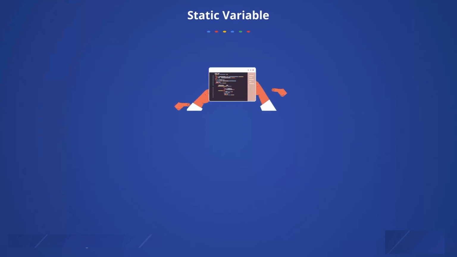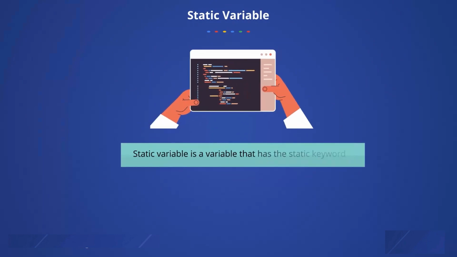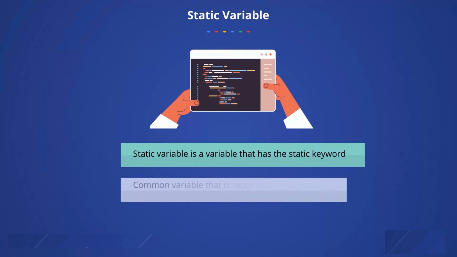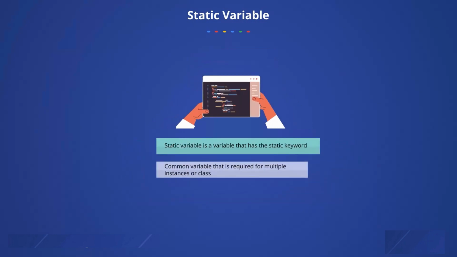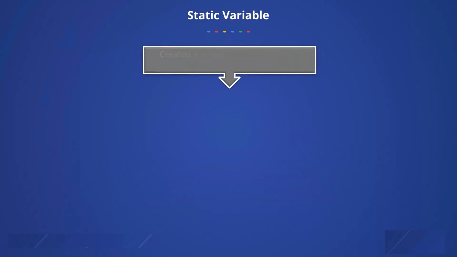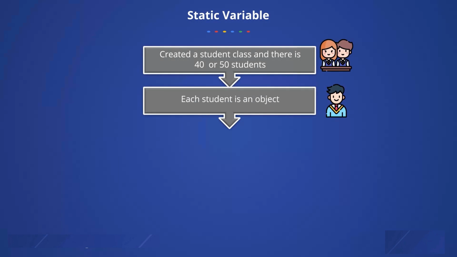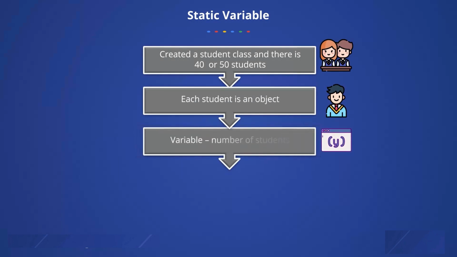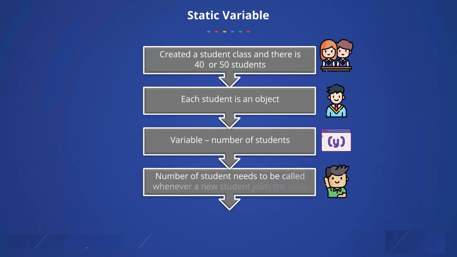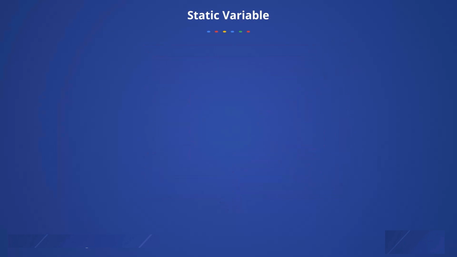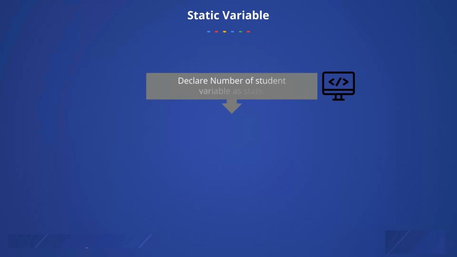Coming to static variables. Static variables are variables where you put static before them. These are moreover, I would say, common variables that are required for multiple instances of the class. Let's say you have created a student class, and in the student class you have 40 or 50 students. Each student is an object, and there is one variable called the number of students. That number of students is something you need to count whenever a new student joins the class, isn't it? You can make it a static variable.